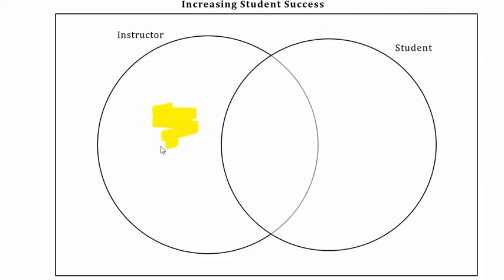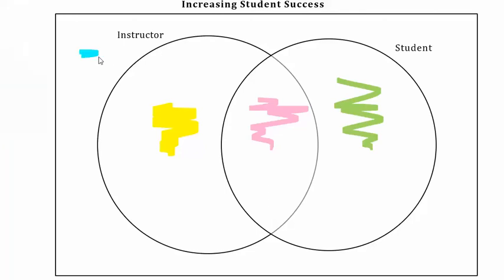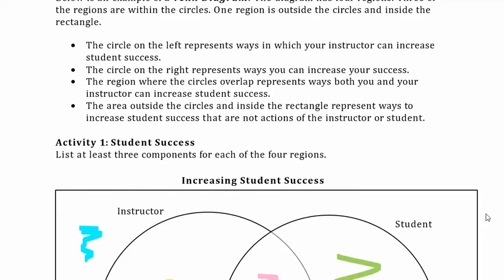So this would be one region in here. Another region would be here, this sort of football looking region, and this would be a third region. And then the 4th region would be outside the circles but inside the rectangle, so over here somewhere. So we've got those 4 different regions.